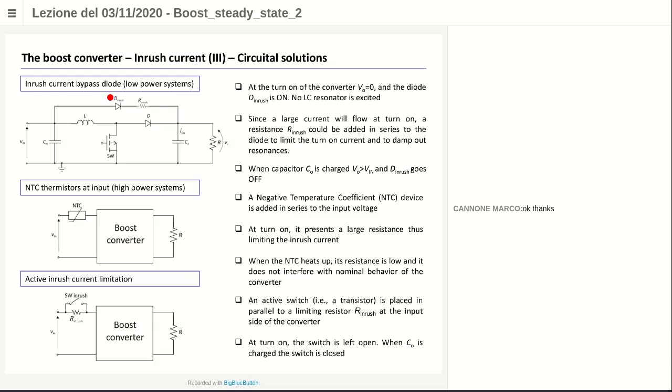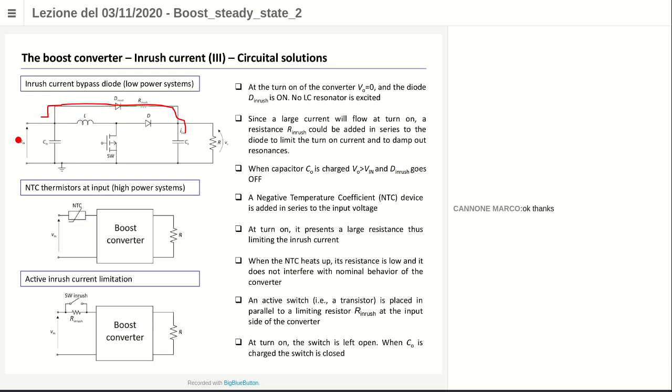But there are just a few instances in which this diode is on, and these instances are at the turn on. At the turn on, so when we apply Vin, but V0 is 0, or say smaller than Vin, this diode is on. So the current needed to charge the output capacitor can flow through this diode here, okay, instead of passing through the inductance and the diode.